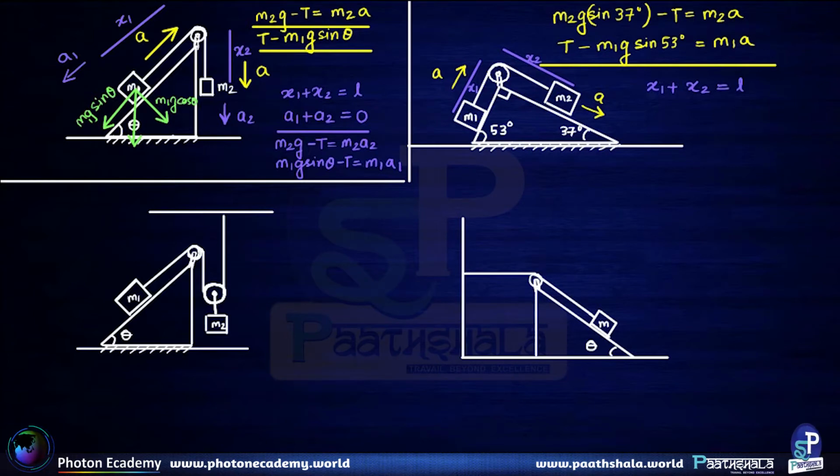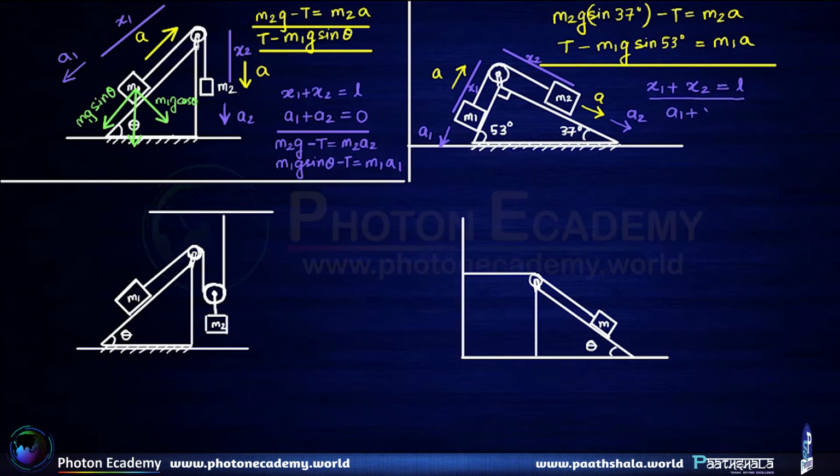In such a case, we would have to assume the acceleration of m1 to be a1 down the plane, acceleration of m2 to be a2 down the plane. After double differentiating this equation, we get a1 plus a2 is equal to 0. So this is the first equation that we have obtained using the method of constraint motion.